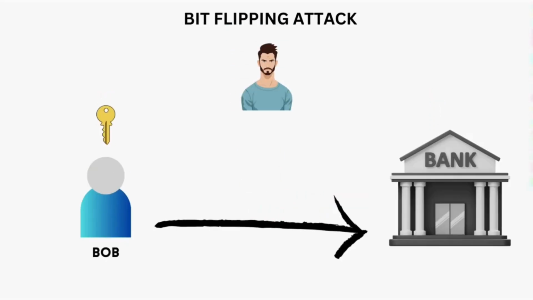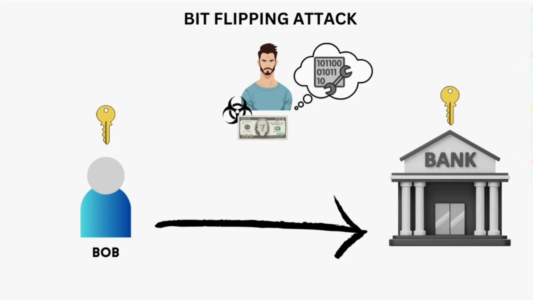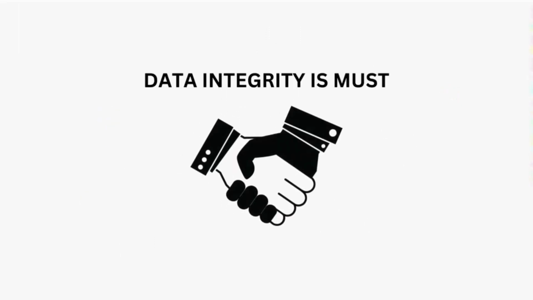Let's have a bank transaction example to show how damaging this attack can be. Let's say Bob is sending $100 to Alice. Darth intercepts the message, and although he does not understand a thing, he flips some bits and transfers the message to the bank. When the bank decrypts the message, it may show as $1,000 instead of $100. That's why, in addition to encryption, we need to make sure the data has not been altered.